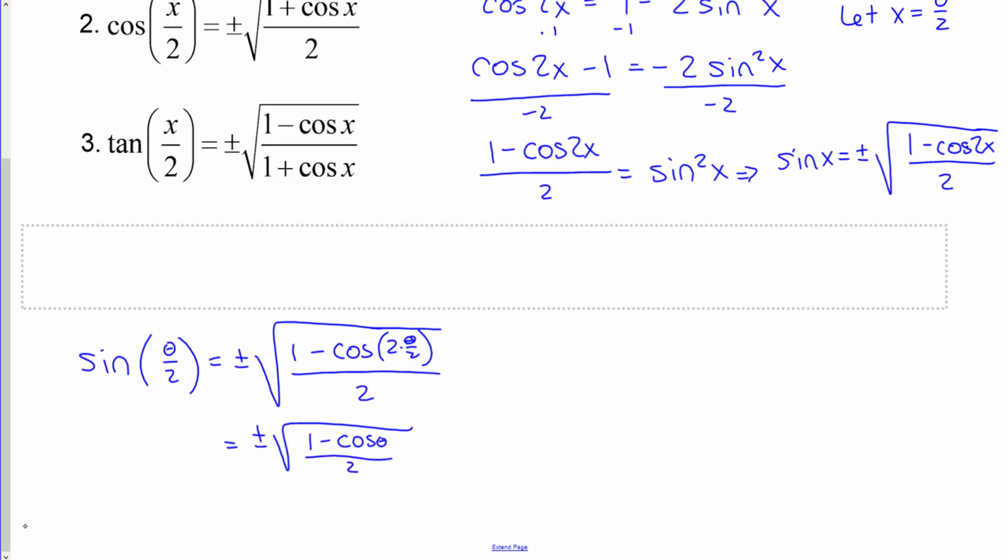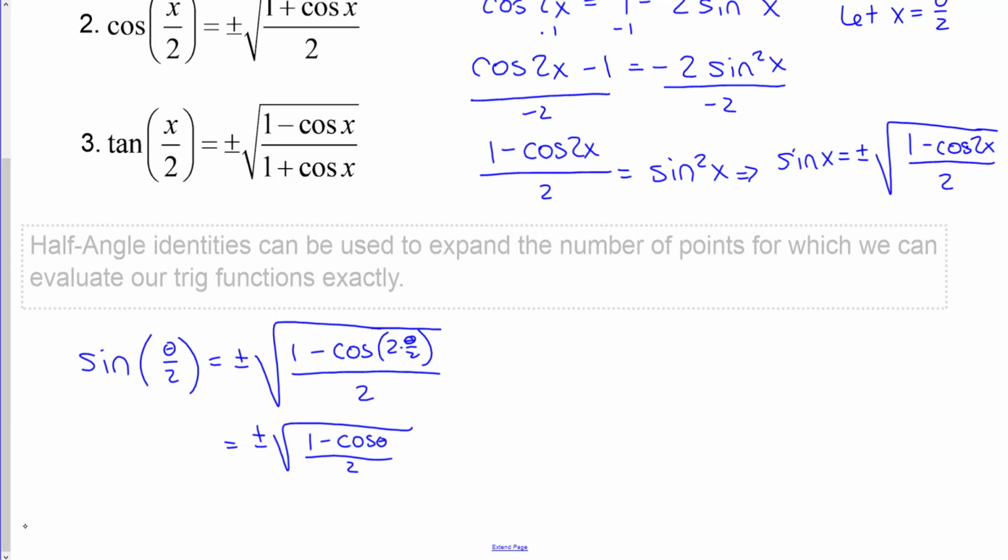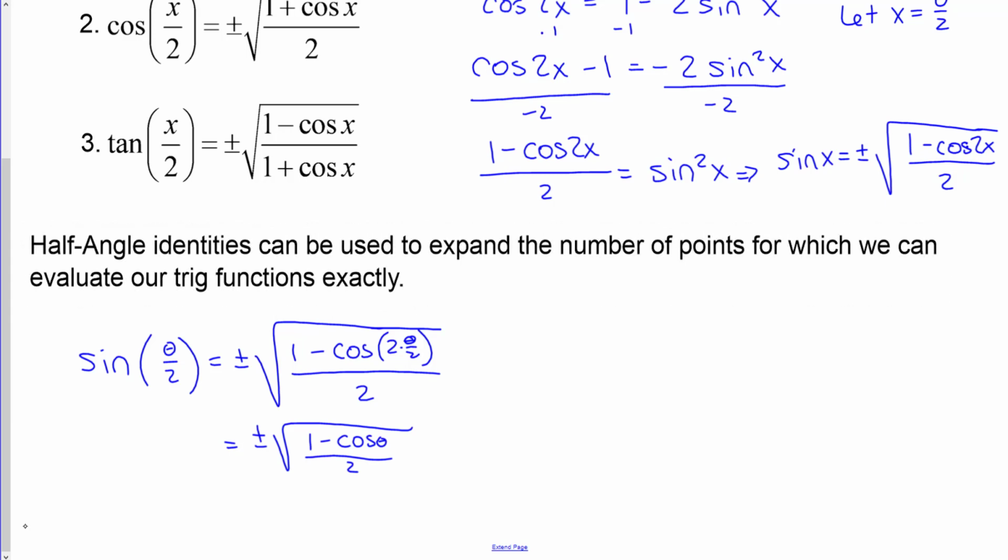You can do a similar argument for the cosine of a half angle, and if you take sine divided by cosine of half angles, you can get the tangent. So I'm going to save you the proofs there. But half angle identities can be used to expand the number of points where we can evaluate our trig functions exactly.